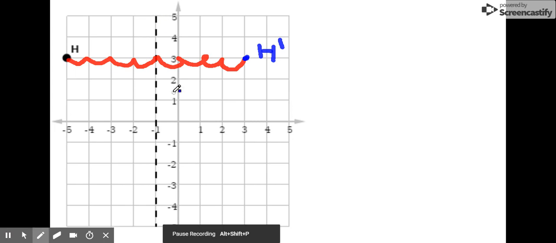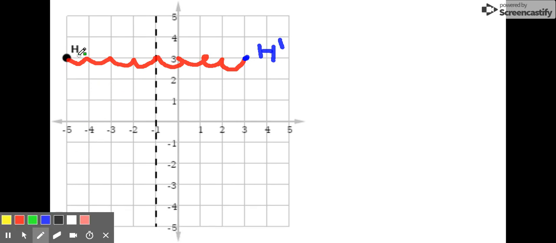So when you're reflecting over a vertical line or a horizontal line, it really is as easy as just counting that distance. And the reason why that works is because the axis of symmetry is the perpendicular bisector of the line segment joining the pre-image to the image. Perpendicular lines have opposite reciprocal slopes. They intersect at 90 degrees. And anytime you have a vertical and horizontal line, they're going to cross at 90 degrees. So we got that part taken care of.